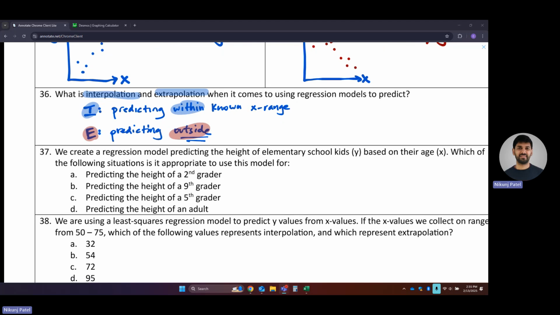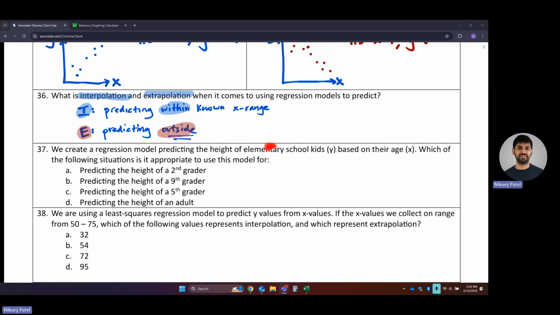And so this next example will make this part make more sense. Number 37 says that we have a situation where the height of elementary school kids is the y variable and age is x. So we're looking at the relationship between height and age. Which of the following situations is appropriate to use for this model? Appropriate means interpolation. You're predicting within the known range. The known range would be elementary school kids.